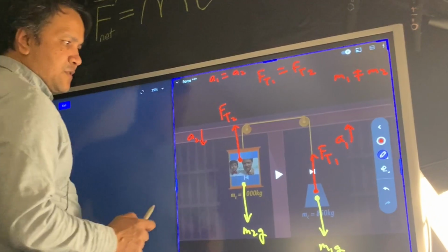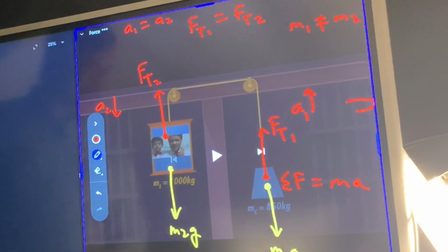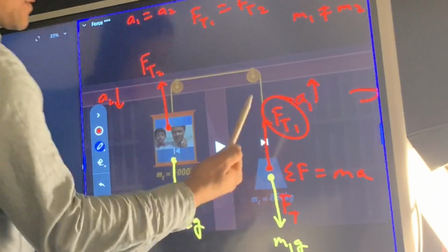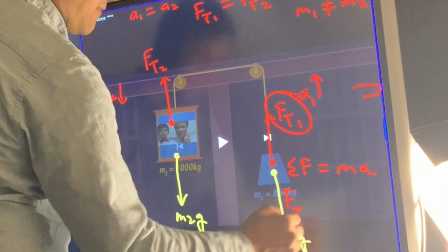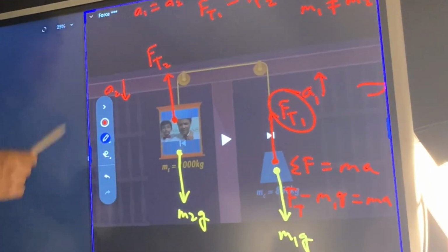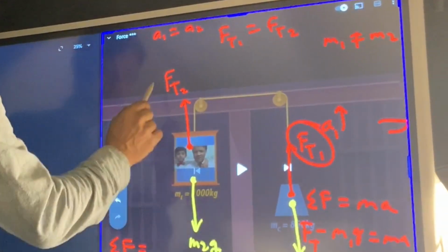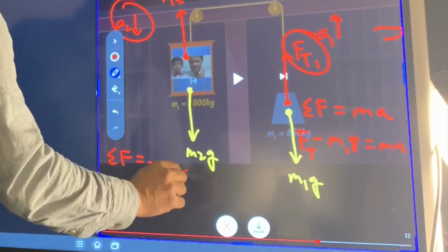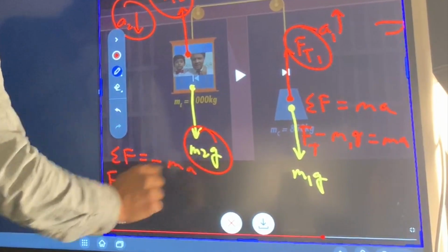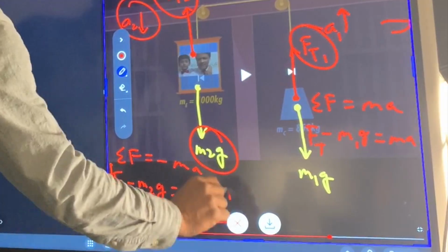So what does Newton's second law tell us? Newton's second law tells us F is equal to ma. Then F is Ft1. Since Ft1 is equal to Ft2, I'm just going to write Ft. Ft minus M1G is equal to ma. In this case, what am I going to do? I'm going to write F is equal to negative ma, because this is accelerating downward. Now I see Ft minus M2G is equal to negative ma. So I have two equations.